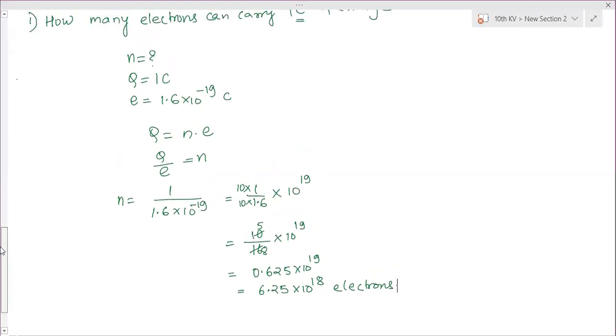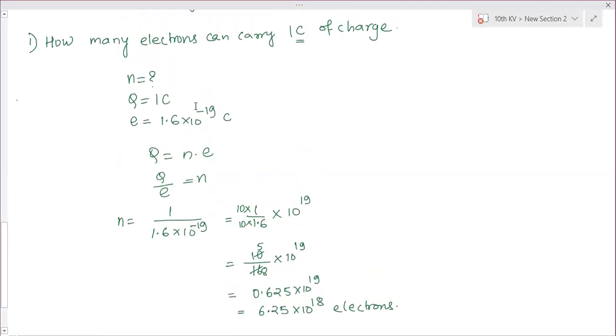Is it clear? Yes, ma'am. For 1 coulomb of charge, you have to remember this number. This number you have to recall even without calculation. For 1 coulomb of charge, how many electrons are necessary? 6.25 into 10 to the power 18 electrons. Clear? Because they might ask an MCQ question also. So write this down.